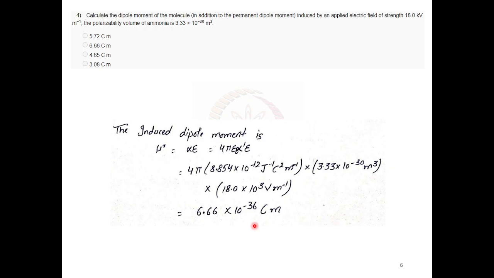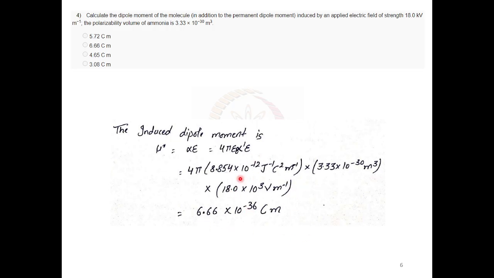So the induced dipole moment is equal to alpha into epsilon, which is equal to 4π epsilon 0 into alpha prime into epsilon, where pi is 3.14. This epsilon 0 is a very standard value, which is 8.854 × 10^-12 in SI units, and alpha prime is already given here as the polarizability, 3.33 × 10^-30 meter cube, already in SI unit, and this is volt per meter, also an SI unit.